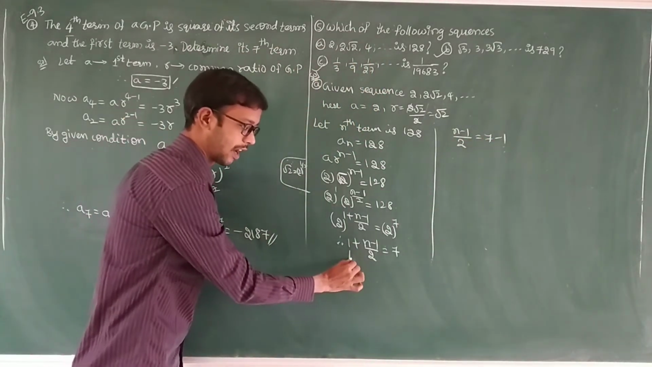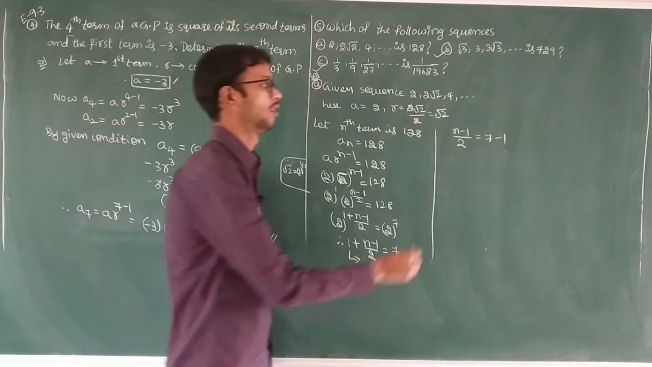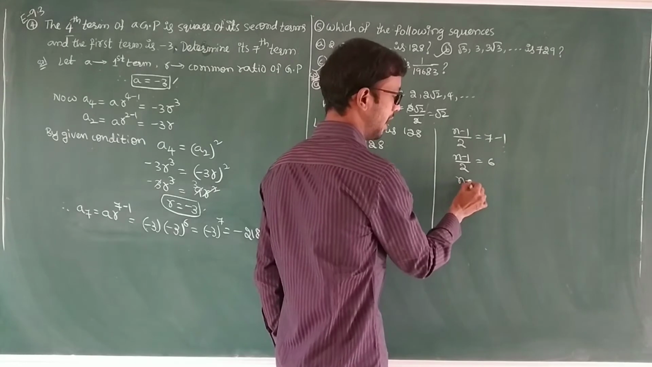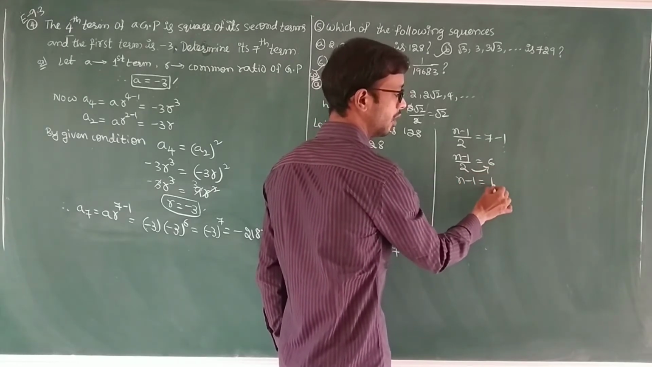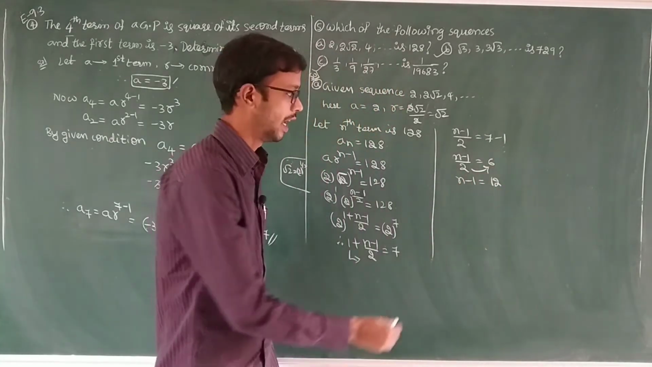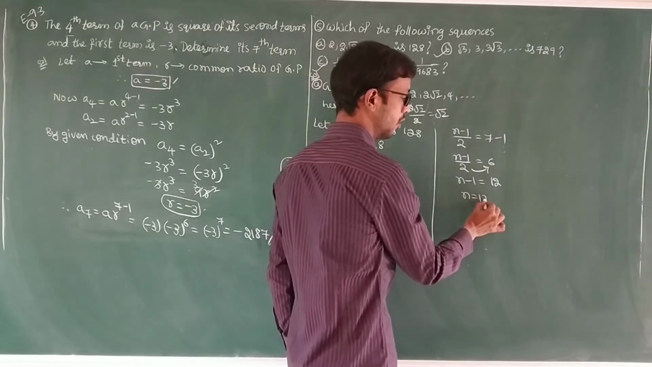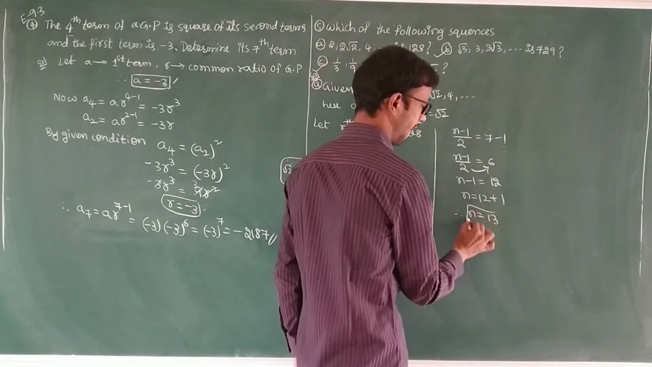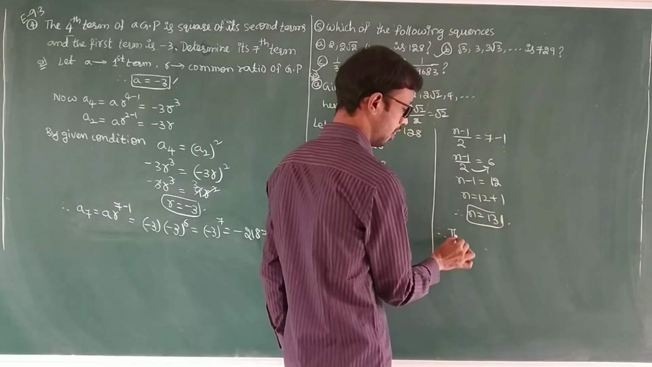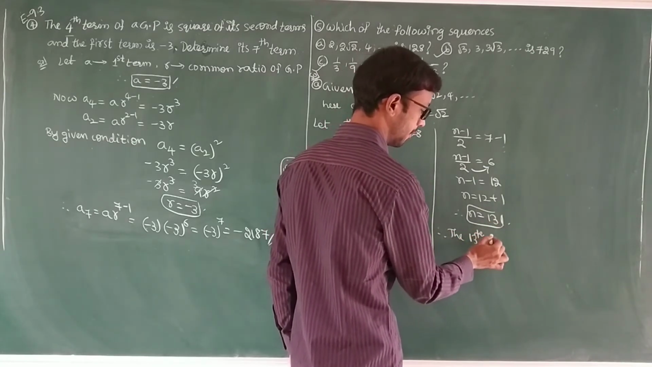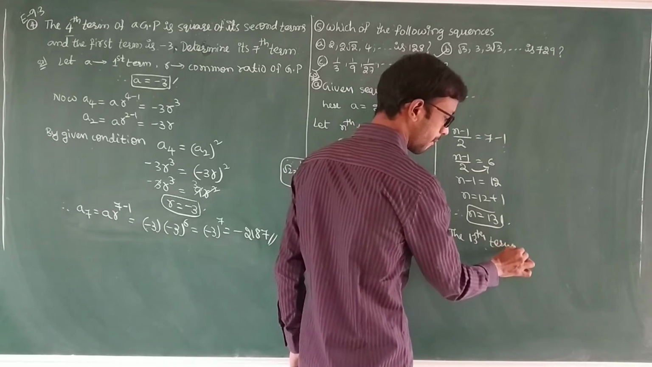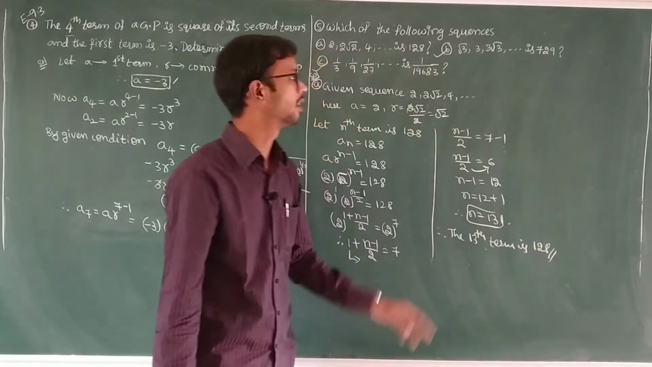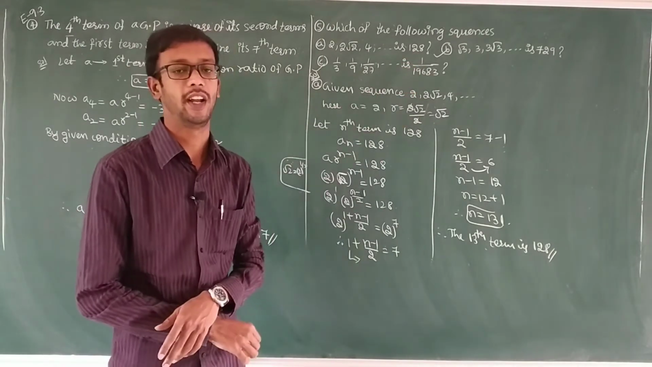(n minus 1) by 2 is equal to 7 minus 1, the 1 going to the right side as negative 1. So (n minus 1) by 2 is equal to 6. n minus 1 is equal to 6 into 2, which is 12. n is equal to 12 plus 1, that is n is equal to 13. Therefore, the 13th term is 128.